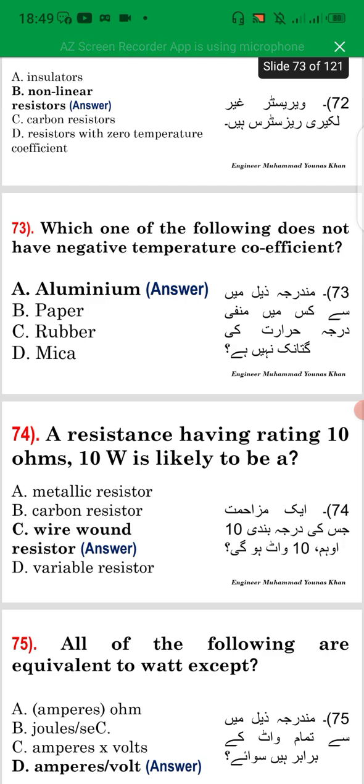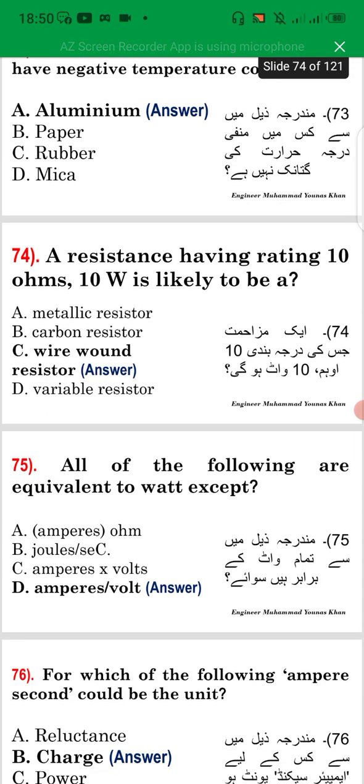Which one of the following does not have a negative temperature coefficient? Aluminium, paper, rubber, mica. Aluminium. A resistance having rating 10 ohms 10 watt is likely to be a metallic resistor, carbon resistor, wire-wound resistor, or variable resistor. Wire-wound resistor.